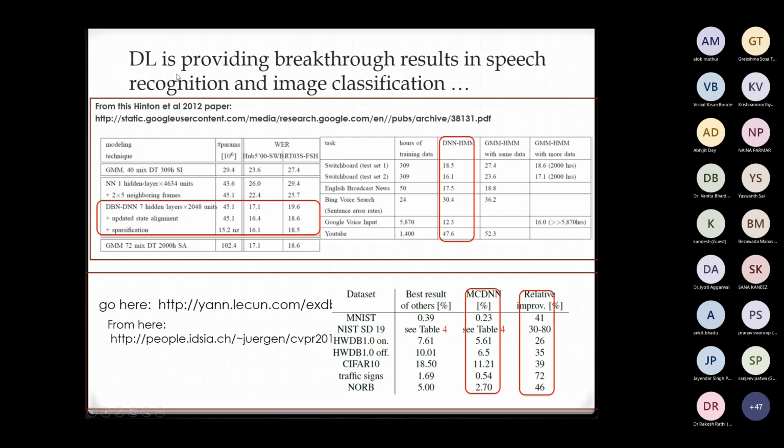Back through the results: speech recognition, image classification. They have one paper where we can take the outcomes. If you are saying that DBN and DNN, seven hidden layers multiplied by 2048 units, we can implement the weights to update the state alignment as well as the classification mechanism. So this is some example or some results. Okay, I just showed how you get the best result if you use a neural network algorithm; you can implement things over there. Okay.